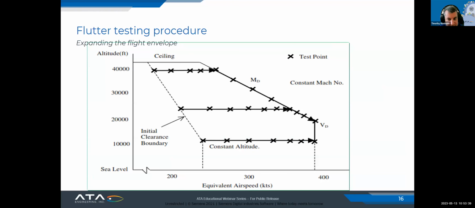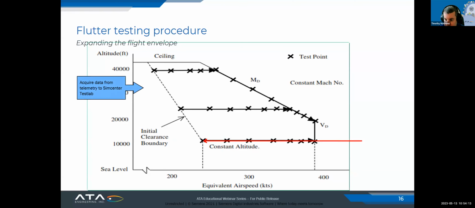So what we have here is a nominal set of flutter test points that we were intending to evaluate. This initial dashed line is the initial clearance that we're allowed to fly. And then we're trying to get all the way to that larger line. At each test point, first we're going to go to that test point and get our aircraft there. It's a certain combination of airspeed and a certain altitude. At that point, we're going to activate our flutter excitation system and collect that data.